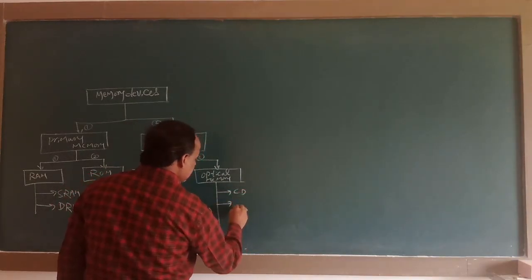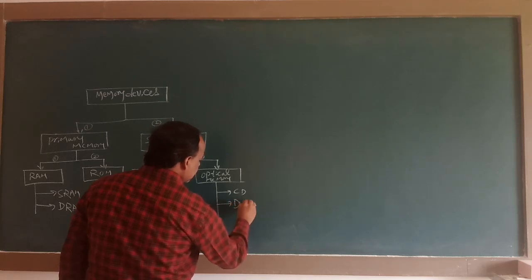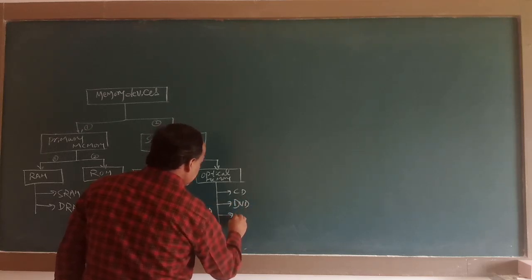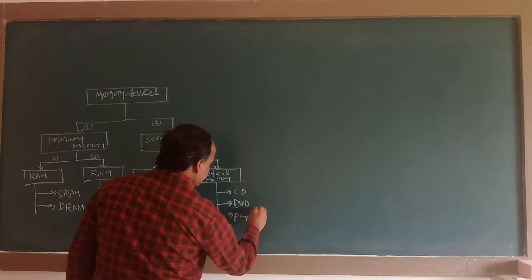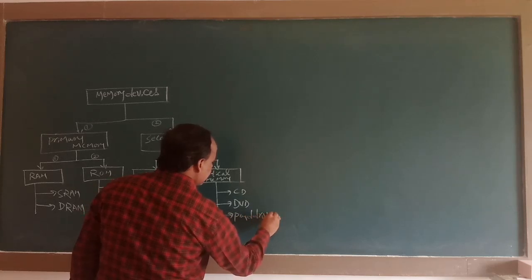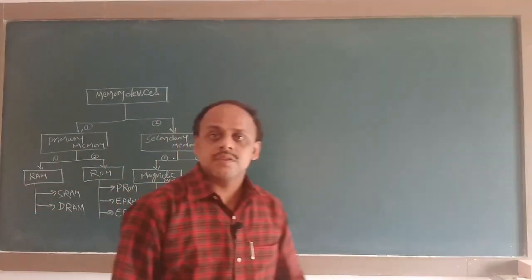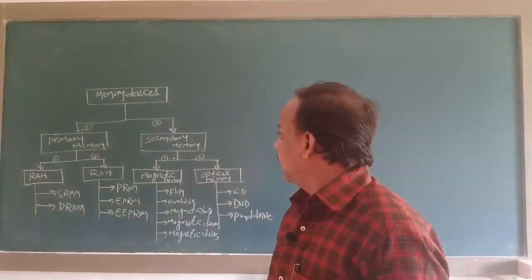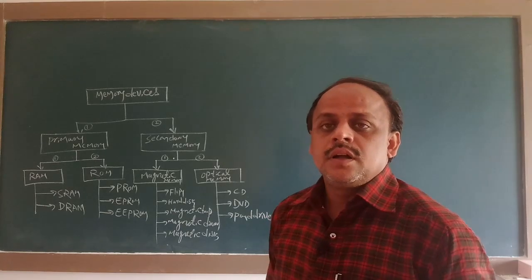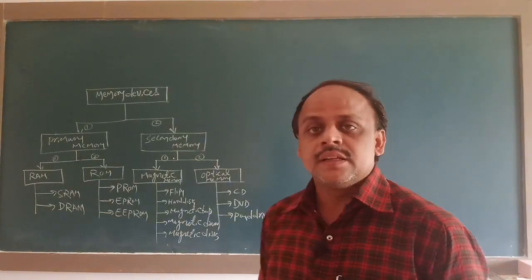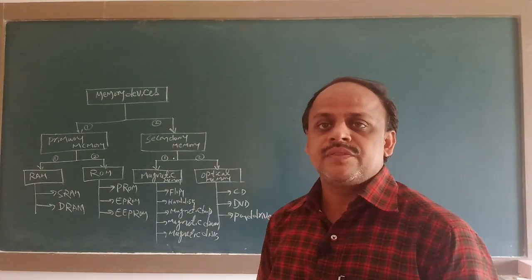Here in the optical we have CD, DVD, pen drive, right? So this diagram shows how memory devices are classified.